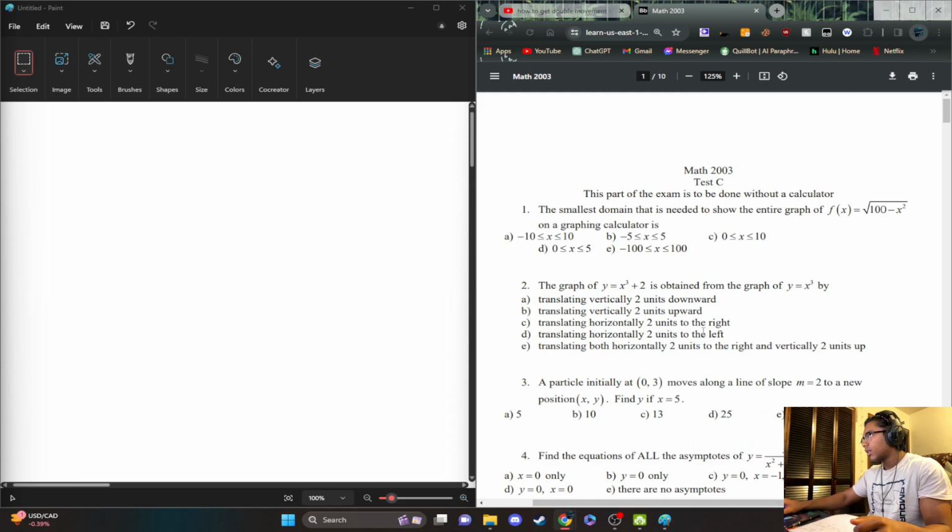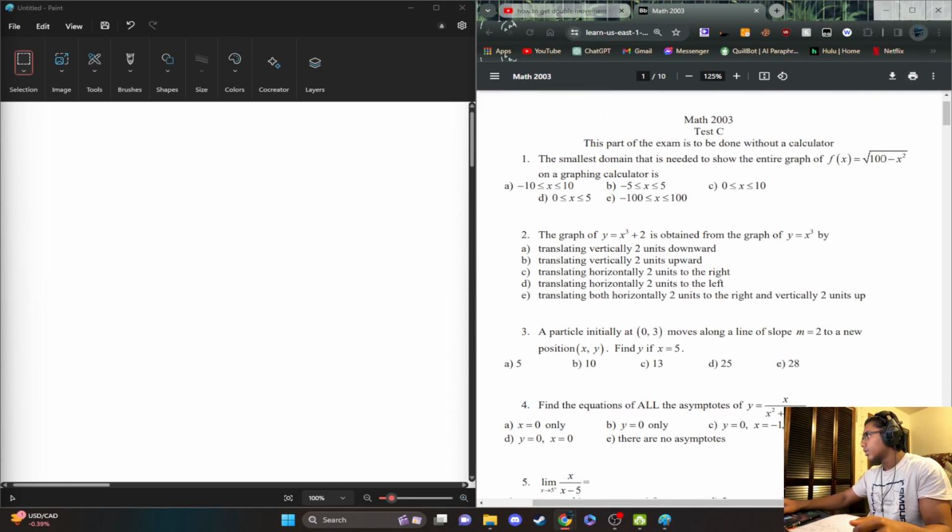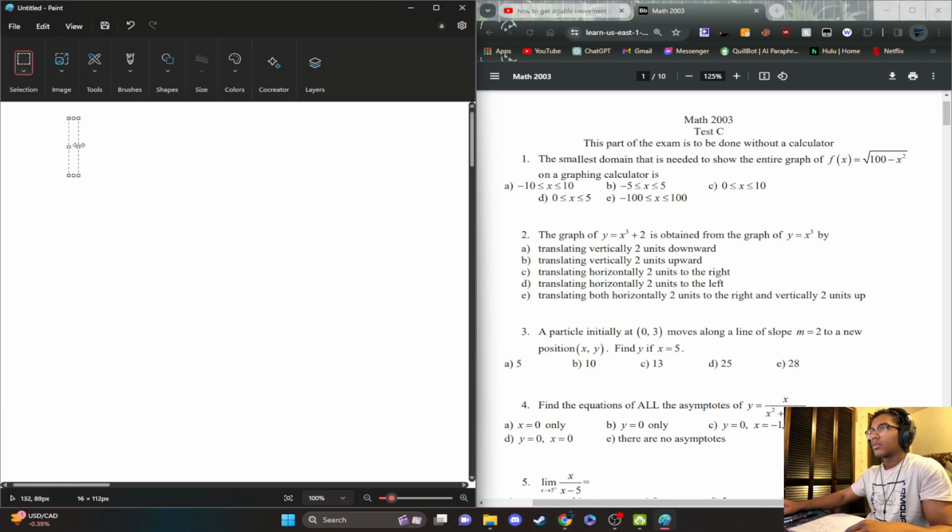Now C is a little harder than the first two, but it's still not as hard as the ones you're gonna see on F and stuff like that. Okay, so I'm asking for the smallest domain that is needed to show the entire graph. So for the entire graph, it's f of x. Let's write it out, sorry.